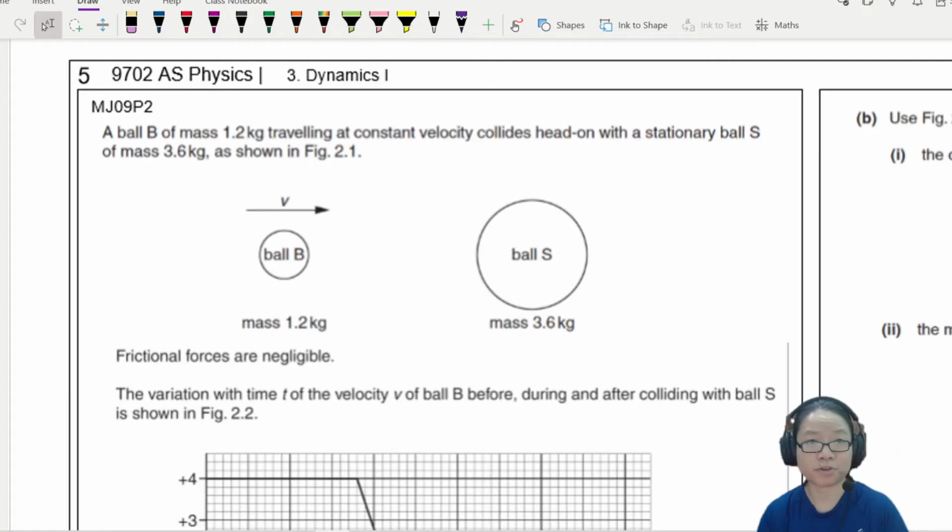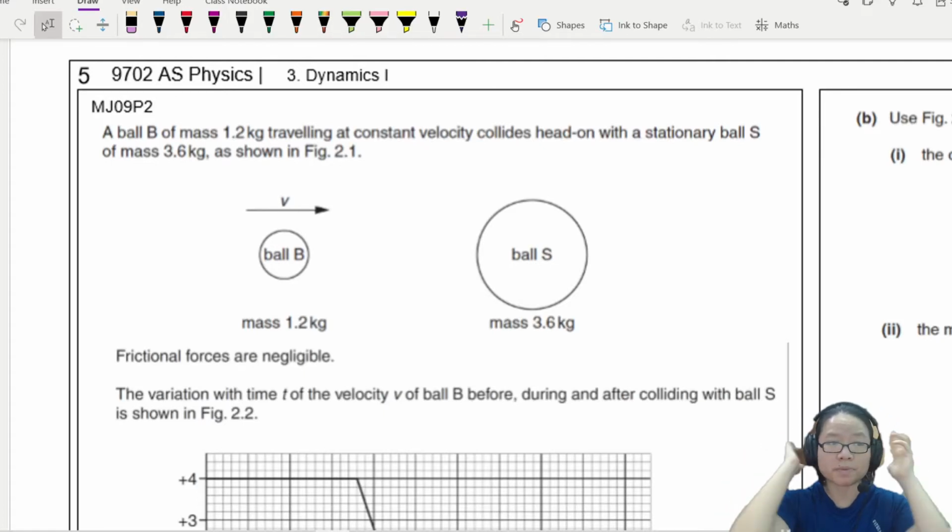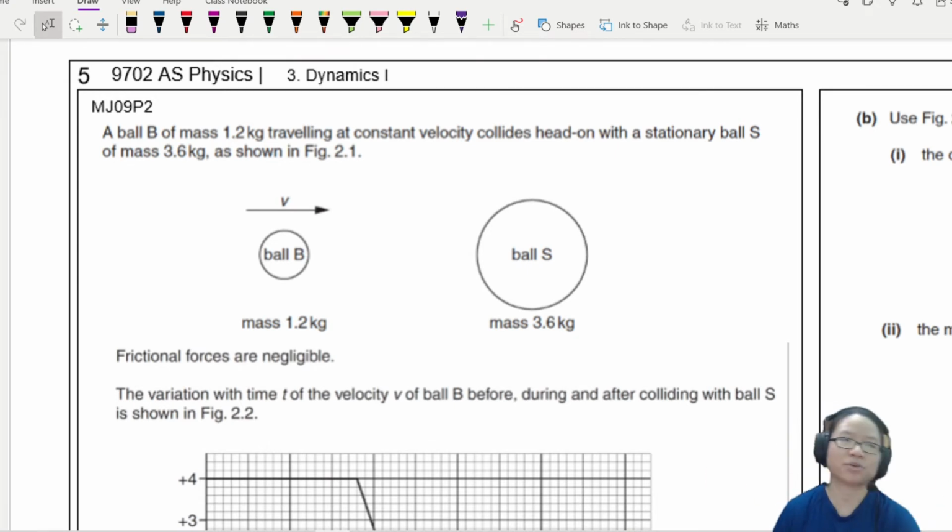In this example video from paper 2, your structure paper, we are going to look at a graph about the collision between two objects. Let's read the question. A ball B of mass 1.2 kg travels at constant velocity v, so it's drawn out for you already, colliding head-on with a stationary ball S of mass 3.6 kg.